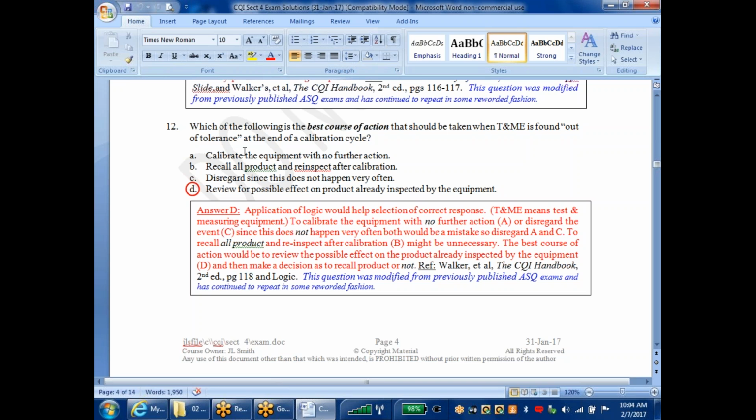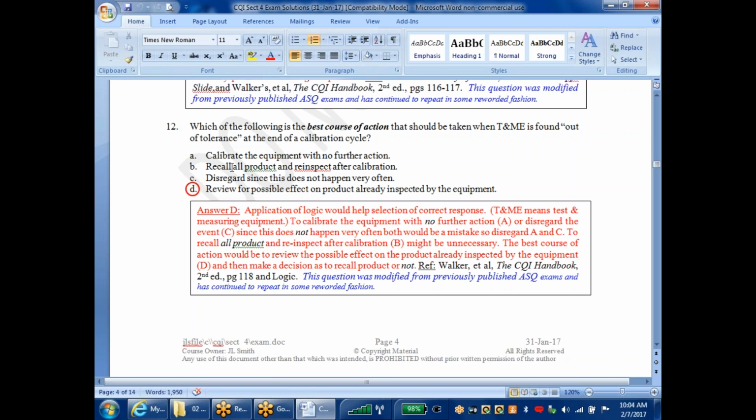So when you look through the answer choices, A: calibrate the equipment with no further action. Well, that's kind of dangerous. You're out of tolerance. You're just going to recalibrate or calibrate the equipment, adjust it, and you take no action. Well, that's not very good. That could lead to some dire consequences.